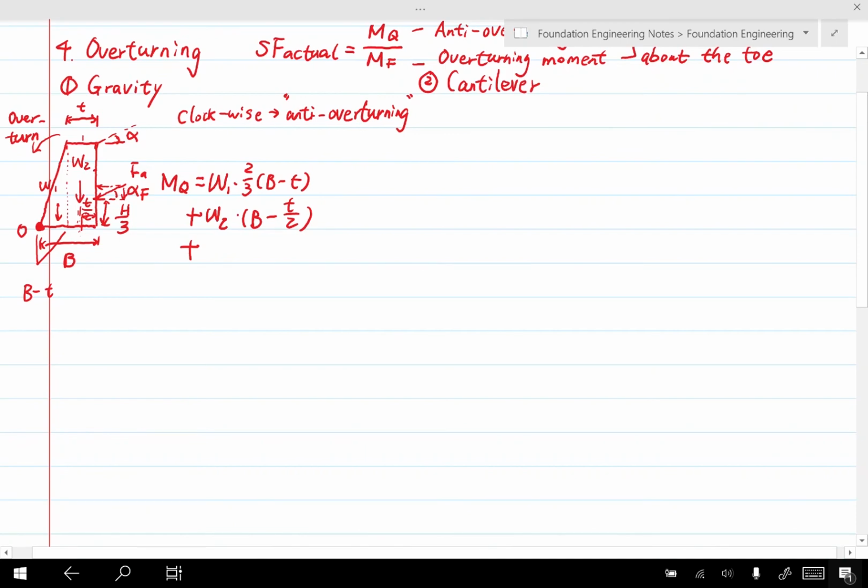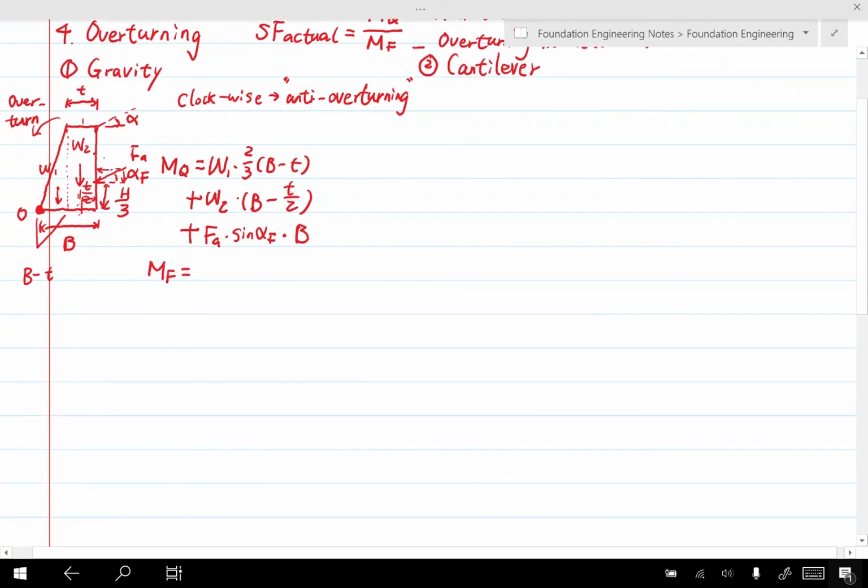We know the vertical one will generate a clockwise moment, which is the anti-overturning moment. So the vertical one is FA times sine alpha F, times the arm, which is from this point to here, so it should be B.